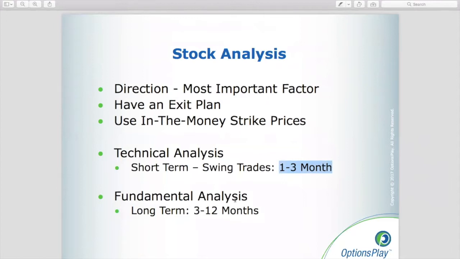For those of you that are fundamental analysts, looking at balance sheets, income statements, financial reports to determine whether you're bullish or bearish on a stock, these are more longer term views, because these types of analysis do not play out within a few days or a few weeks. They tend to take months, if not quarters, to play out. So for those types of traders, you want to stick to expirations that are anywhere from 3 months to 12 months out. Make sure you pick an expiration date that matches your type of analysis. Don't choose one that doesn't fit.